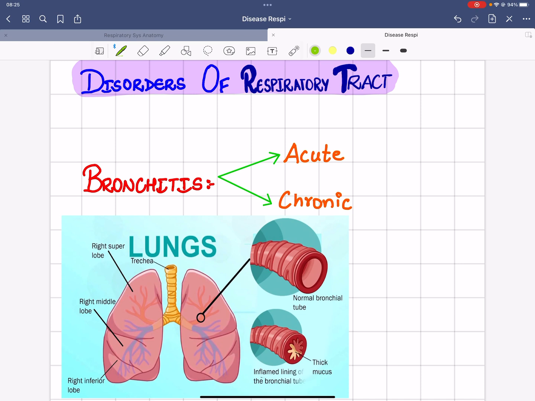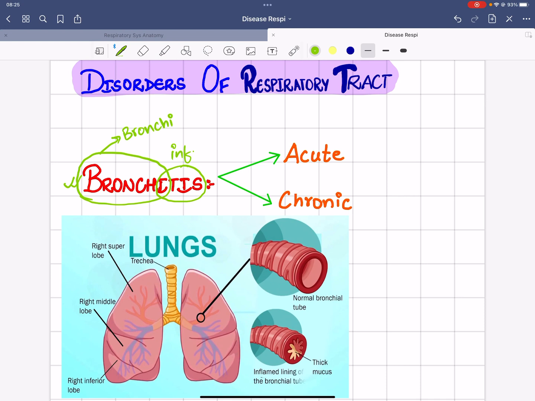Today we'll be talking about certain disorders that are present in the respiratory tract, and one of them is bronchitis. So from the name we can easily understand that in bronchitis, the suffix -itis stands for inflammation or infection, right? And bronchi is a tubular structure present in our lungs, and it is actually the airway tract.